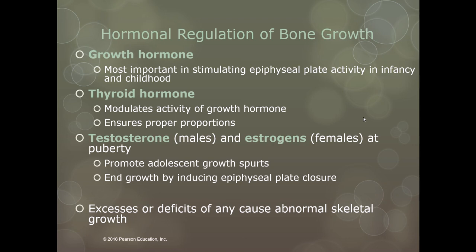Thyroid hormone also plays a role in bone growth. It modulates, tamps down some of the activity of the growth hormone. It's mostly about making sure that we get proper proportions in our bones. And then our two sex hormones, testosterone in males, estrogens in females, are responsible for two things, actually. They are responsible for the adolescent, pubescent growth spurts that we get.